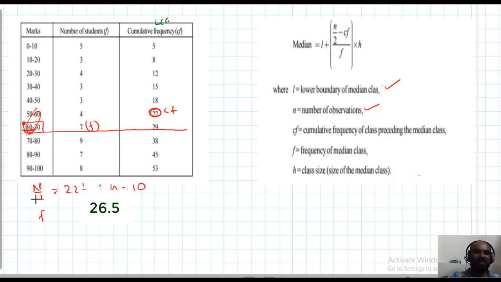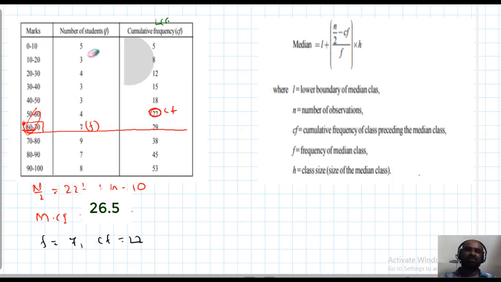What is F? The median class should be written, sorry, the median class interval, MCI, I will write. What is it? 60 to 70. After that we need to write F, frequency of the median class, that is 7. CF is 22. After that we need to write the formula and all these terms. Now substitution. Median M equals, here also you need the lower boundary. What is the lower boundary of this class? 60, I already explained.